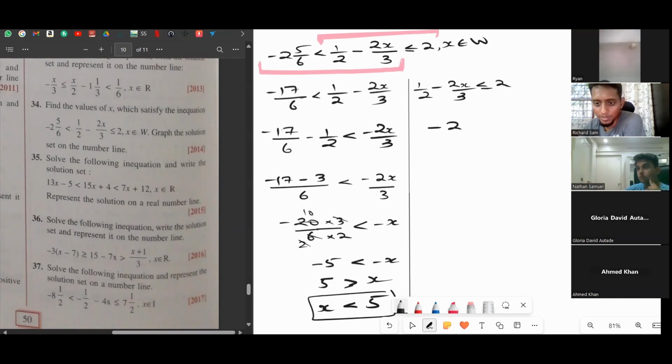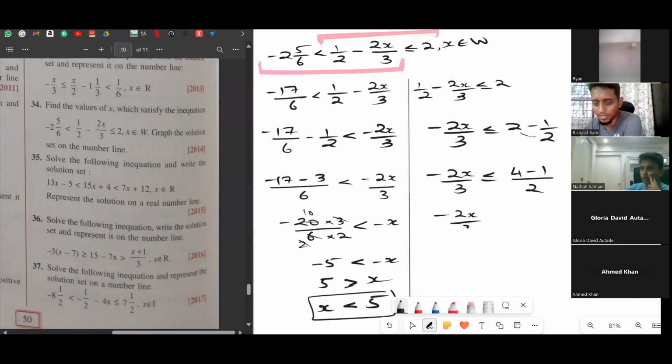Okay, I'm doing the next part. So I'm not moving the x term. Because there's only one x term, leave the x term right there. Move the 1 upon 2 to the right. So it'll become minus 1 upon 2. Then you multiply 2 into this 2, shortcut. That's minus 2x upon 3 less than equal to 2 2s are 4 minus 1 whole divided by 2. So that's minus 2x upon 3 less than equal to 3 upon 2.